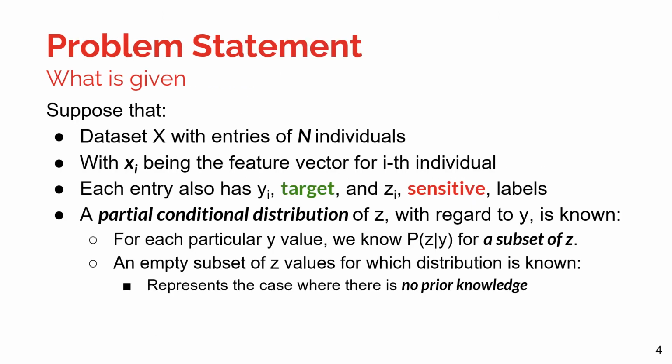Suppose that the dataset includes entries of n individuals, each having a feature vector along with a target label y_i and a sensitive label z_i. Suppose also that there is a partial conditional distribution of z with regards to y that is known to the public and the adversary. For each particular value of y, we know the probability of z given y for a subset of z. This subset could be empty when there is no prior knowledge in this regard.